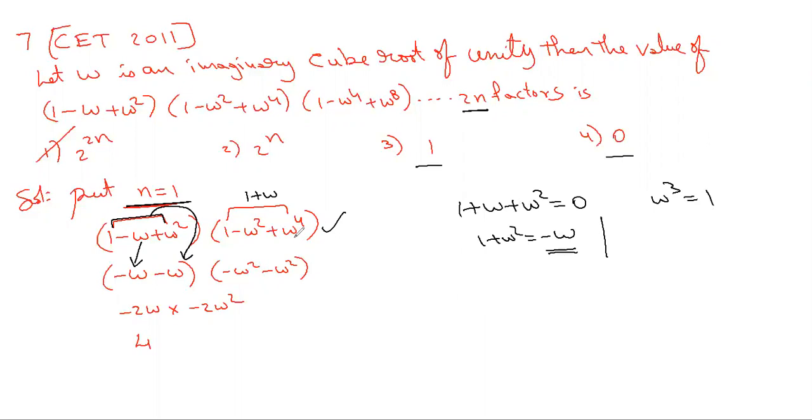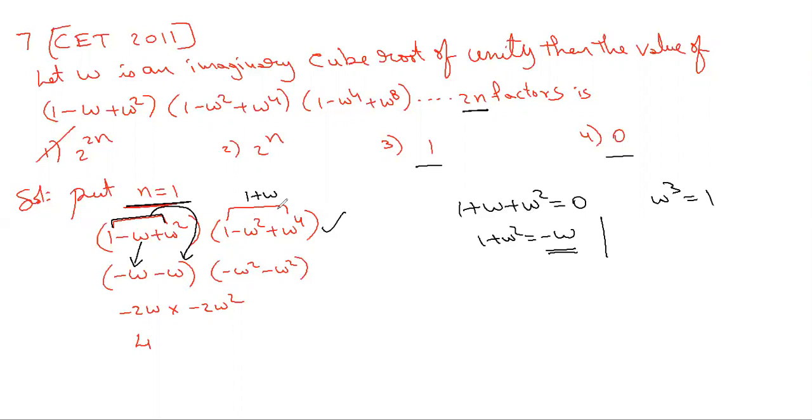Omega, oh, I think I made a mistake. Omega power 4 is omega. Yeah, but still I ended up with the correct answer, I guess. I don't know. But omega power 4 is omega. 1 plus omega, yes. I did correctly.